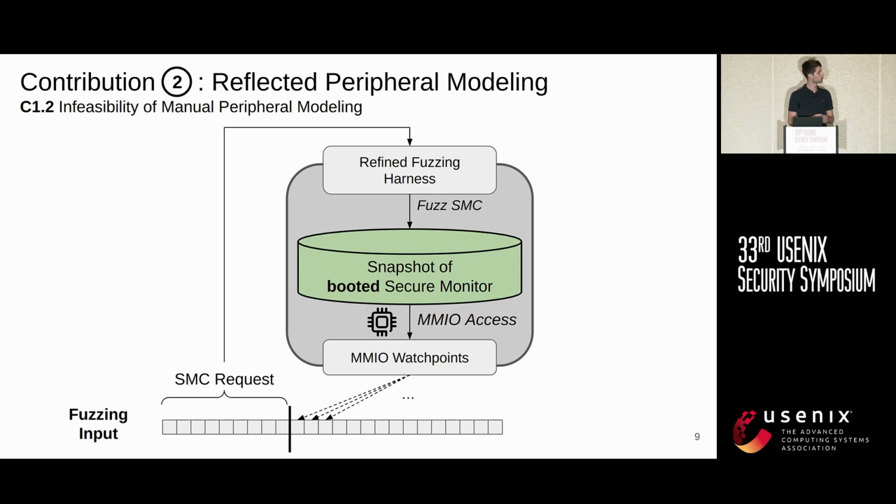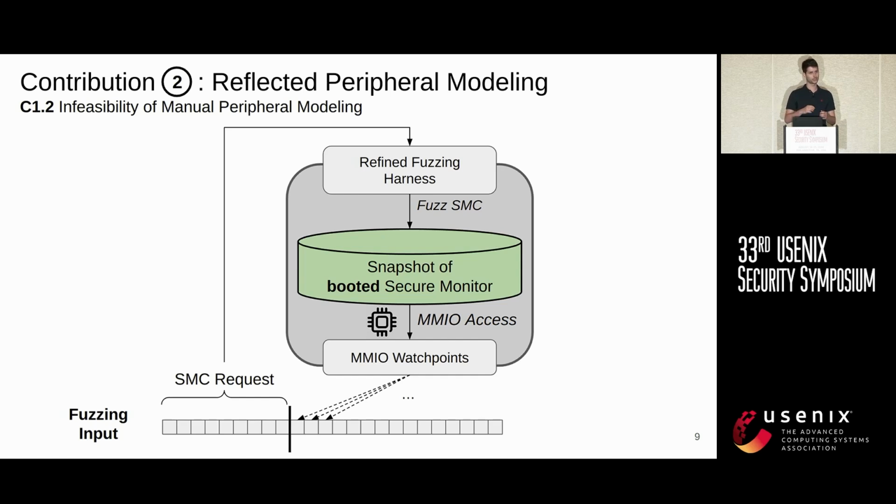For our second contribution, we tackled the challenge of hardware dependencies during fuzzing, and our approach, which we called reflected peripheral modeling, saves the manual effort of implementing peripheral models manually. Instead, we let the fuzzer take on this task on the fly. So our fuzzing input is initially used to fill the SMC request that is sent via the SMC interface. We use the remaining bytes as inputs via the MMIO interface as MMIO actions for the emulator.